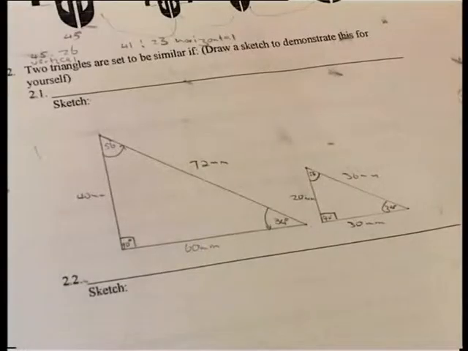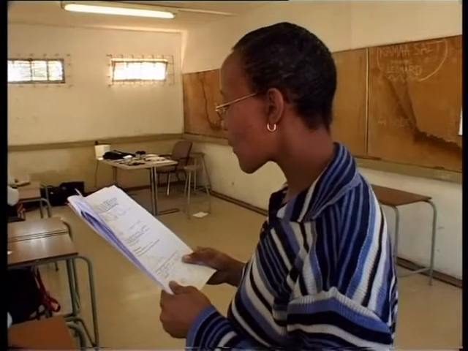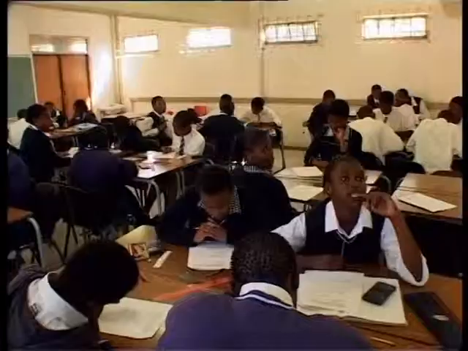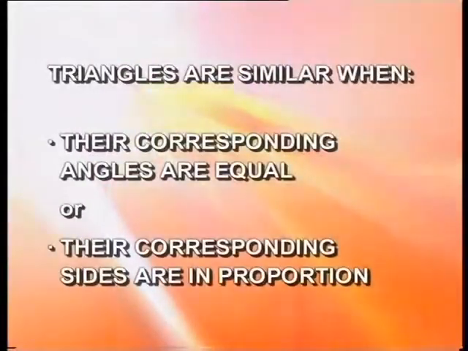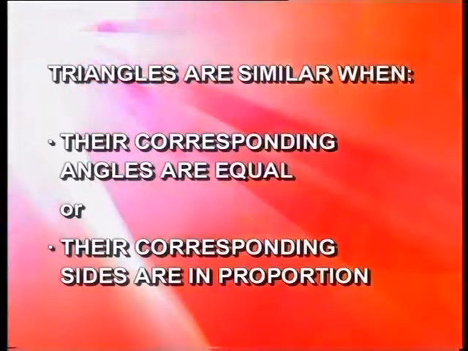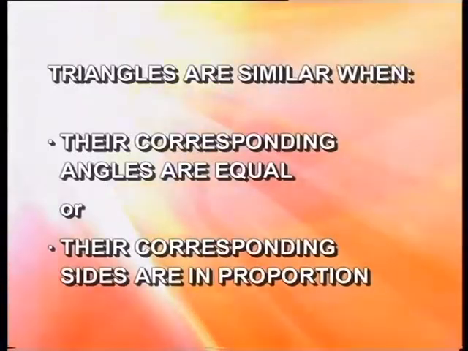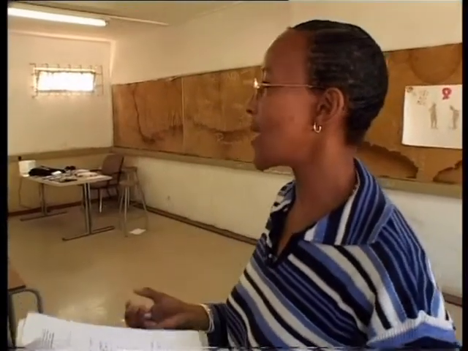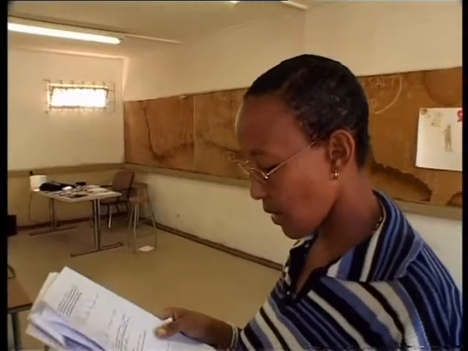The learners have shown the criteria for similar triangles, demonstrating proportional sides and equal angles. Therefore, triangles are similar if the sides of triangles are proportional, or when the corresponding angles are equal. If you have to prove similar triangles, you don't have to prove both cases. You either prove the angles are equal or the sides are proportional, okay?